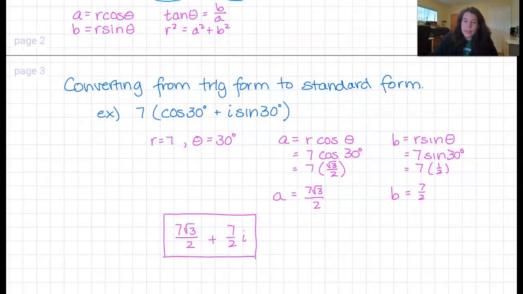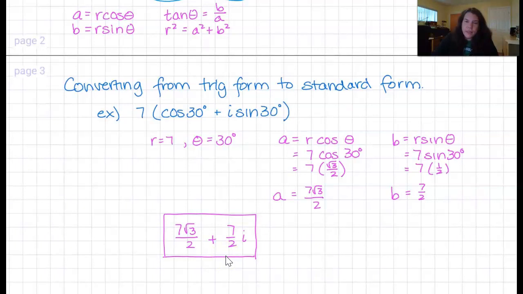It's literally that easy. If the angle given was not one from our unit circle that we know, let's say it was 59 degrees, you would still say 7 cosine 59 degrees. And then if you needed the decimal approximation, use your calculator. So that's pretty straightforward.